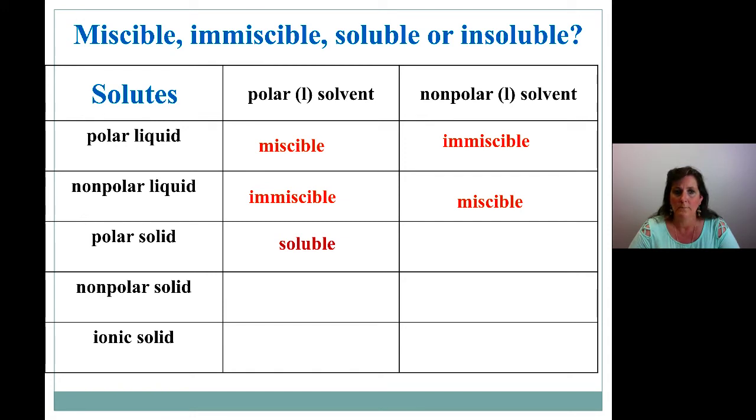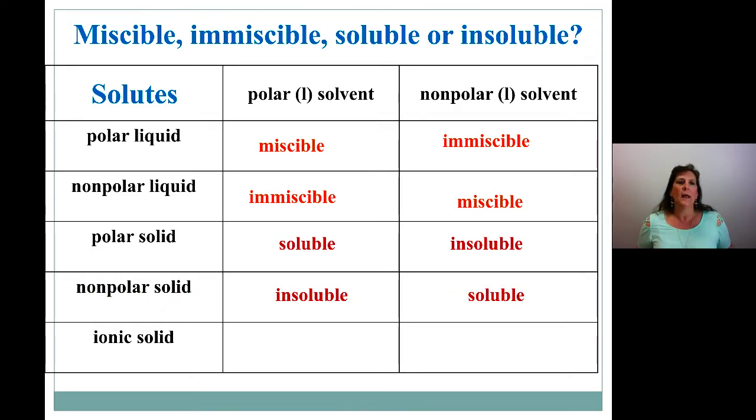Okay, what about if we have a polar solid and we're going to sprinkle it into a non-polar solvent? Okay, yeah, that's not going to mix. So what's the correct word for a solid in a liquid, if it won't mix? Insoluble. Very good. Finally, we have a non-polar solid in a polar liquid solvent. So non-polar and polar won't mix. Yeah, insoluble. And then a non-polar solid in a non-polar solvent. They're both non-polar, so that will mix. Soluble. Very good.